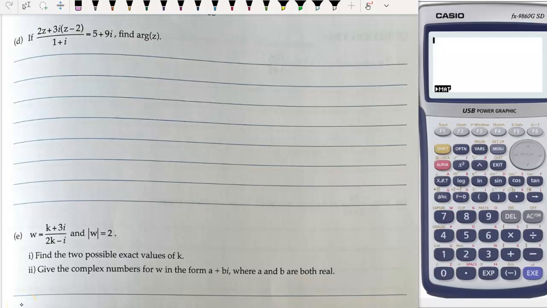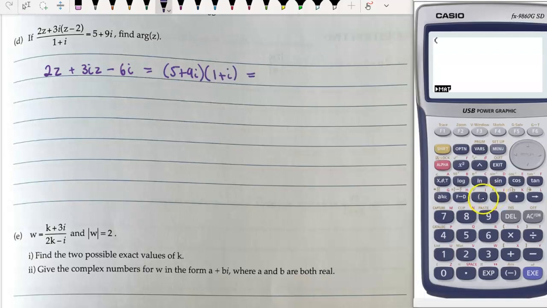Okay, for part D, we need to do some solving here so that we can then work out the argument of z. So if we first try and solve this equation here so that we can work out z, we'll be able to find the argument. So let's work that through. If we've got 2z, and then on the top we have 3iz minus 6i is equal to 5 plus 9i, and then times it by the 1 plus i that was on the bottom there. So let's start with that.